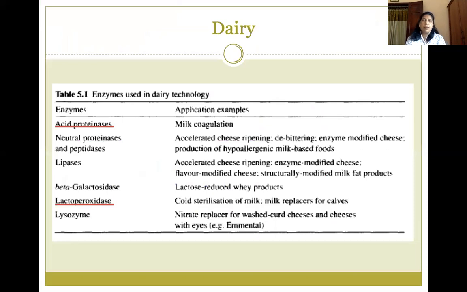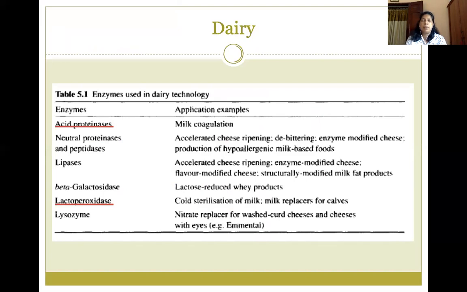When we talk about enzymes in the dairy industries, what are examples of the application? Acid proteinases we use for milk coagulation. Neutral proteinases we use for accelerated cheese ripening, debittering, and enzyme-modified cheese, which we can produce by introducing neutral proteinases. Debittering means that over time the cheese can develop a more bitter taste. Therefore, to remove that, we can use some enzymes.